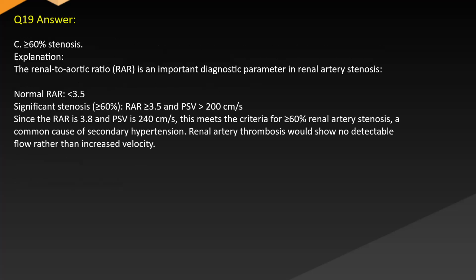Answer C. 60% stenosis. Explanation. The renal to aortic ratio (RAR) is an important diagnostic parameter in renal artery stenosis. Normal RAR is under 3.5; for over 60% stenosis, RAR is 3.5 or more and PSV 200 cm per second. Since the RAR is 3.8 and PSV is 240 cm per second, this meets the criteria for 60% renal artery stenosis, a common cause of secondary hypertension. Artery thrombosis would show no detectable flow rather than increased velocity.